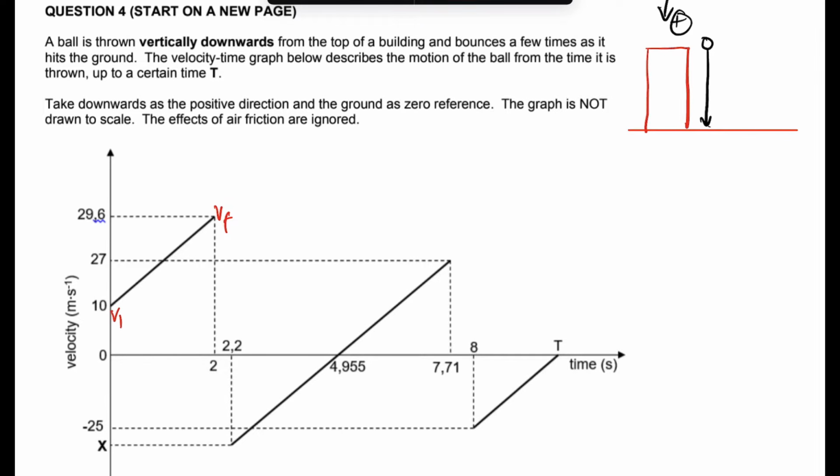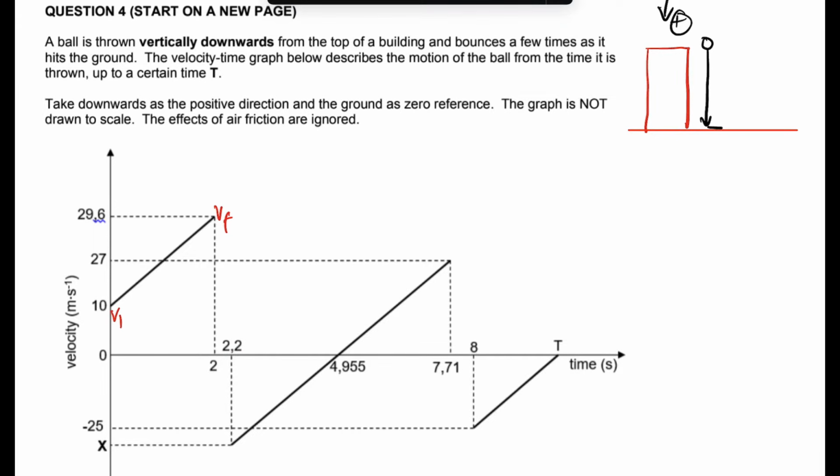Now, if you see here, what is this gap here? It took 2 seconds for the ball to reach the ground, but it stayed a little bit longer on the ground, for 0.2 seconds. Where does the 0.2 come from? It is the difference between the two. So that means it's the contact time.